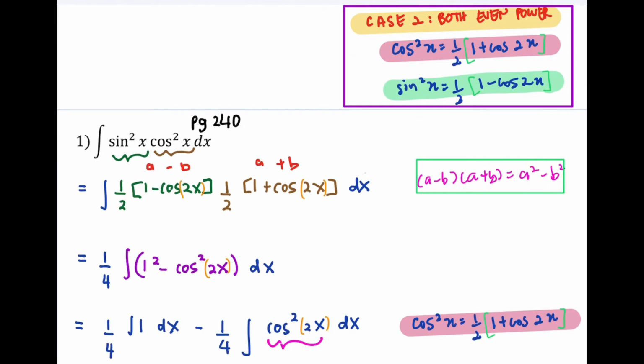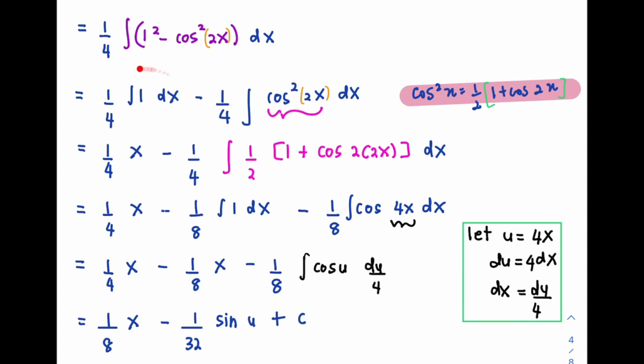So your a is equal to 1, so 1 squared minus your b, which is cos 2x, squared, dx. Now you have simplified this. Let's simplify further. This is just 1 over 4 integrate 1 dx minus 1 over 4 integrate cos squared of 2x dx. This is very simple to solve. Integrate dx is just x, and just rewrite back 1 over 4. But for this one, this is not solved yet.